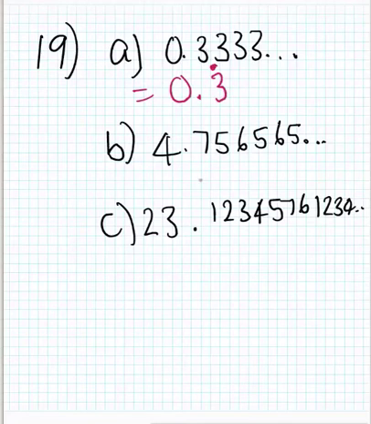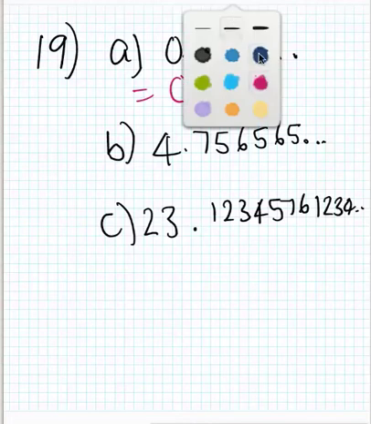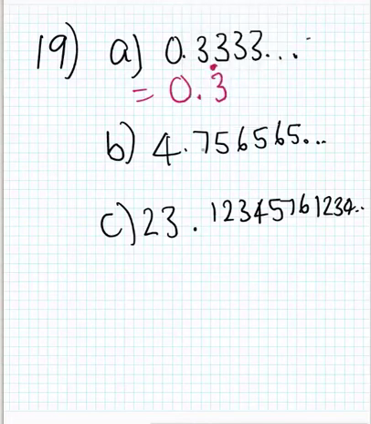Now let's have a look at B. This one's a tricky one. So let's have a look. We've got 4.7565656, and it goes on forever and ever. Now, you've got to be careful with this one. Is 7 in our pattern? No, it's not. We can see that 7 appears once at the start and it stops.